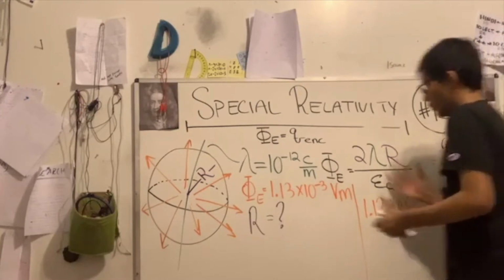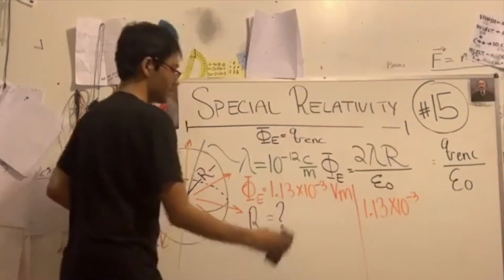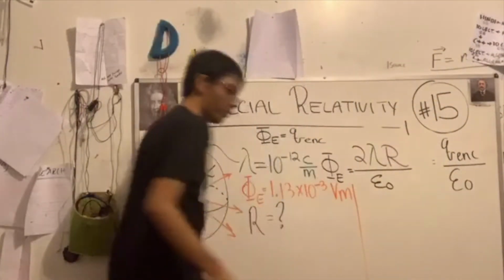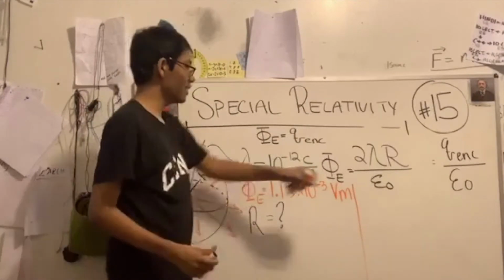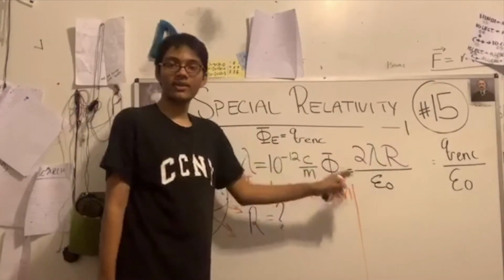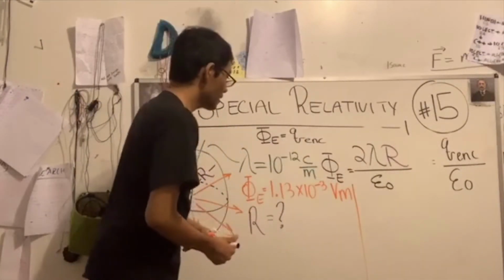Okay, and what can I do to isolate my radius? Well, let me actually forego plugging in for now. To isolate my radius, I'm going to multiply electric permittivity on both sides, and let's see what I get.